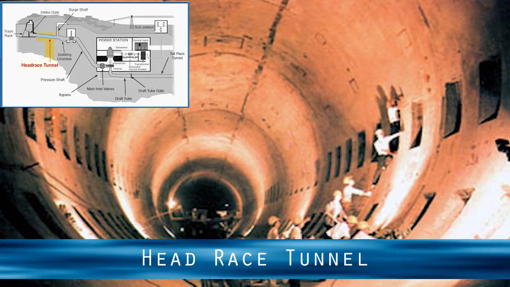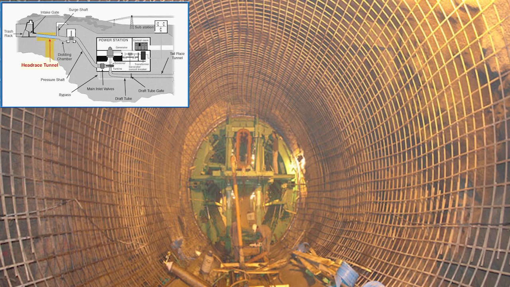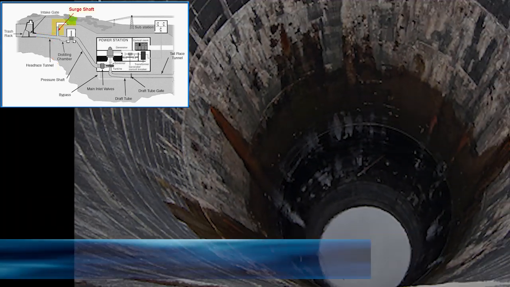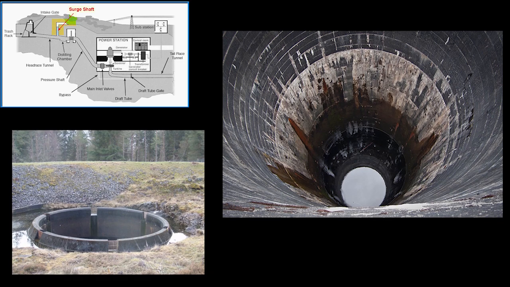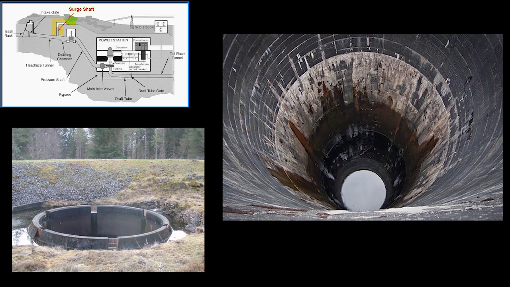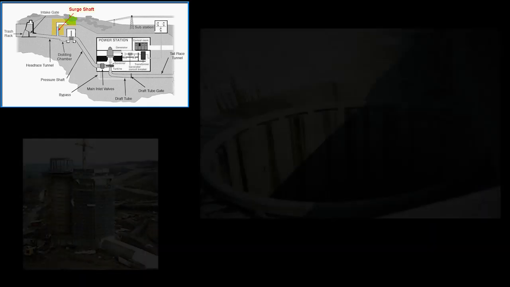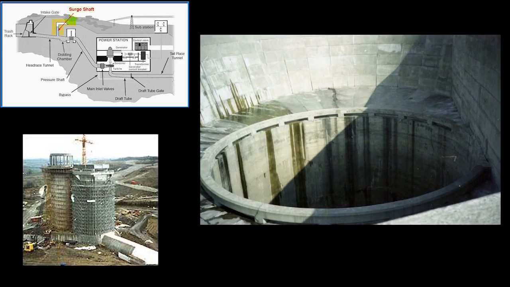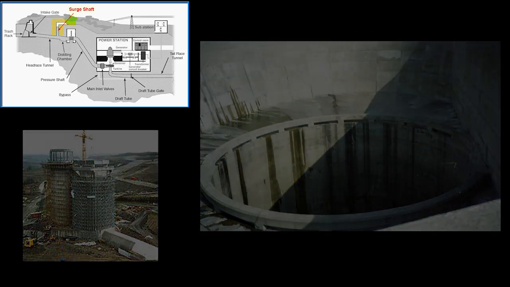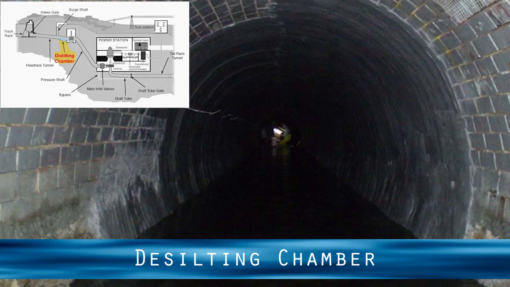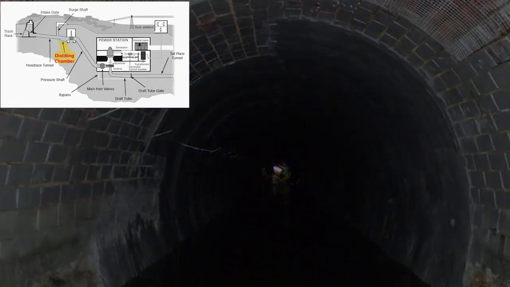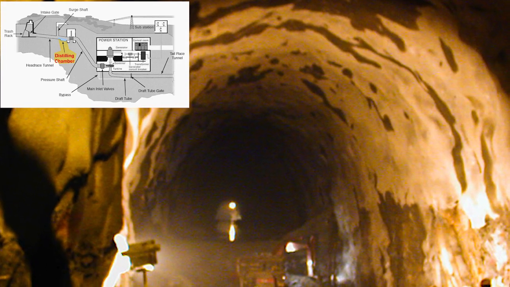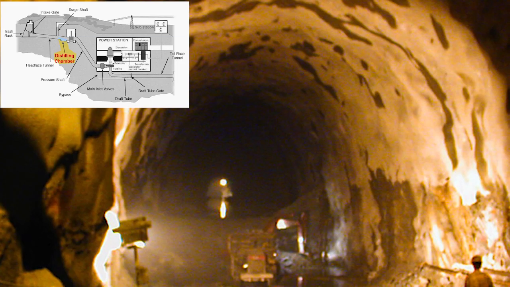Head race tunnel. Head race tunnel is a channel which carries the water from upstream to the powerhouse. Surge shaft or tank. Penstock is fitted with a storage reservoir called surge tank at some opening in order to store surplus water in case of increased discharge. Desilting chamber precedes the HRT for exclusion of sediments or fine sand from the water to prevent rapid wear of turbine runner.